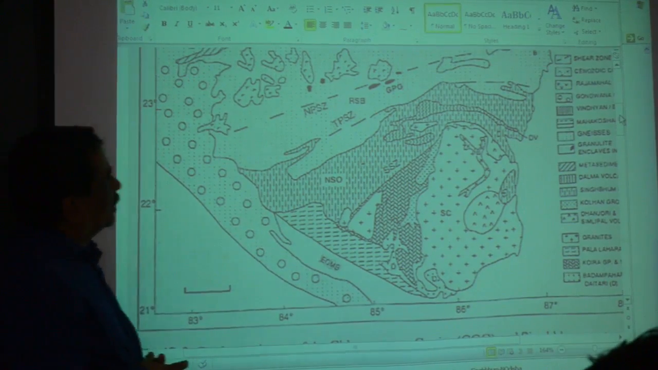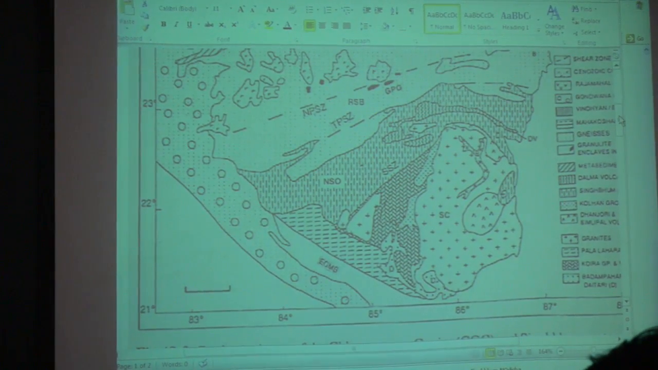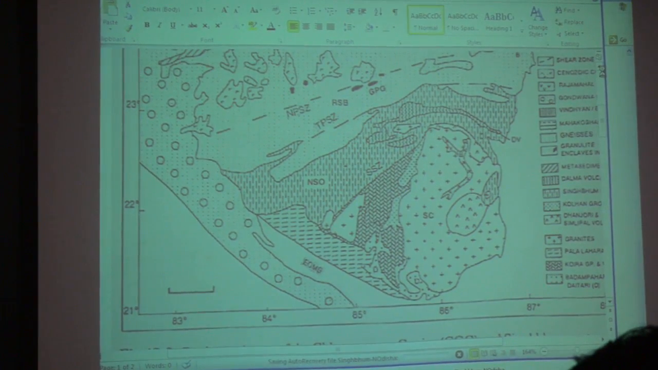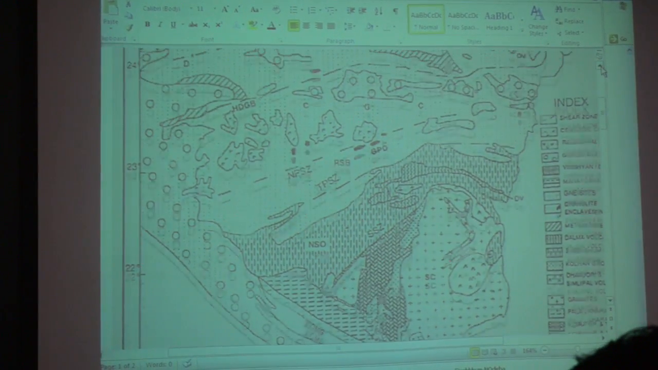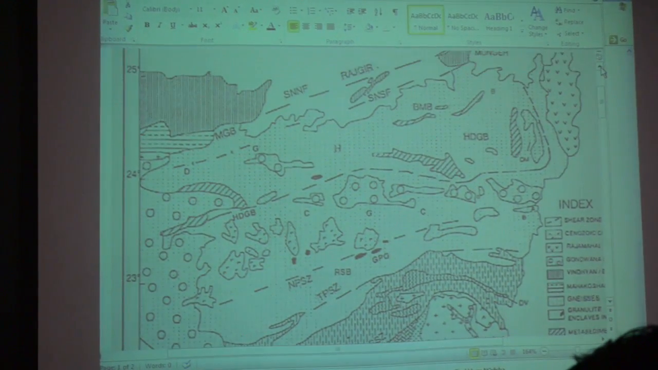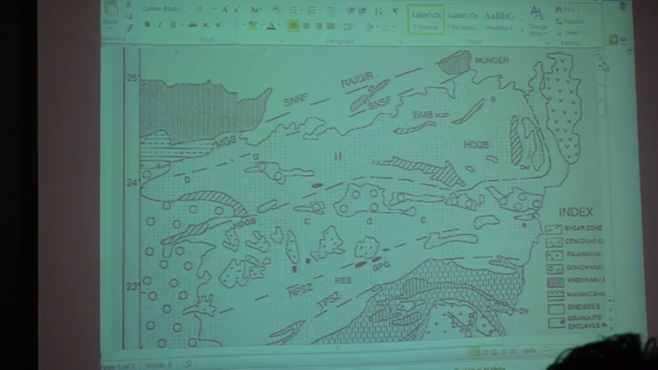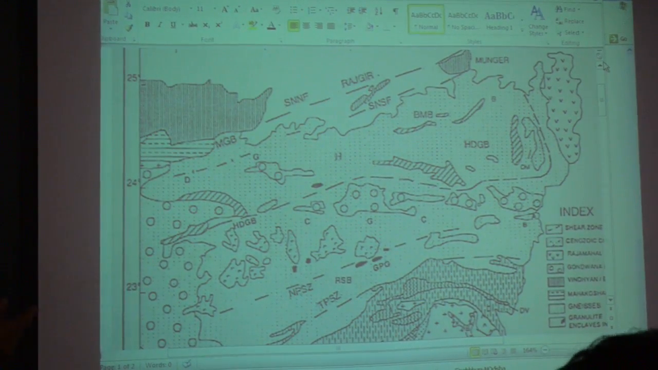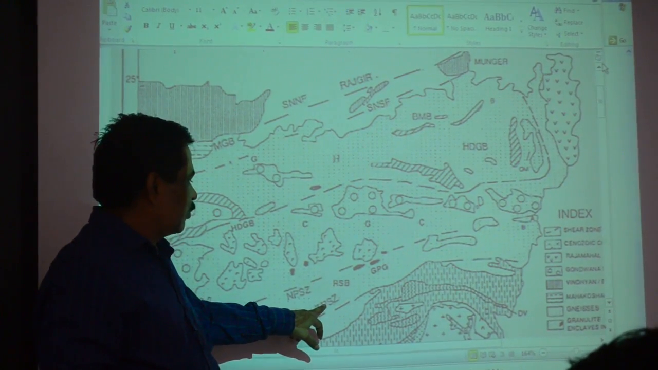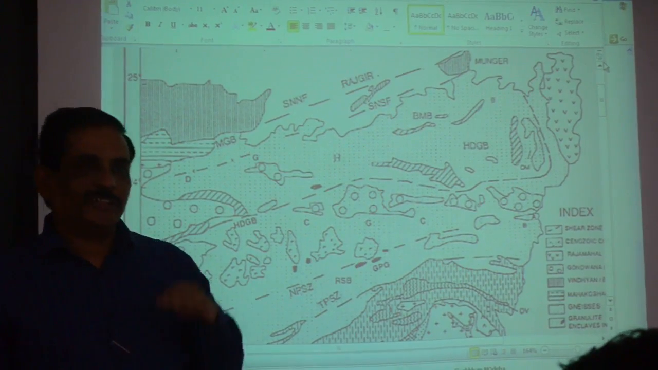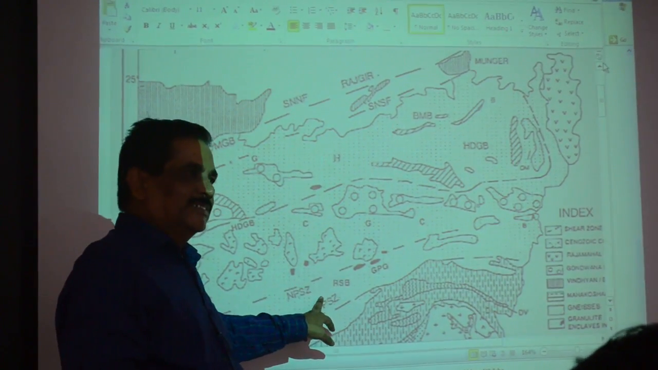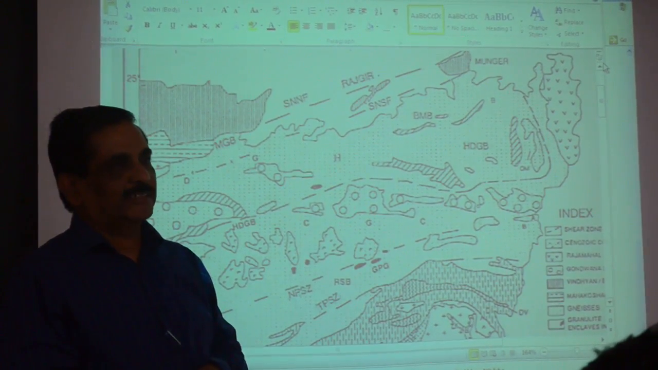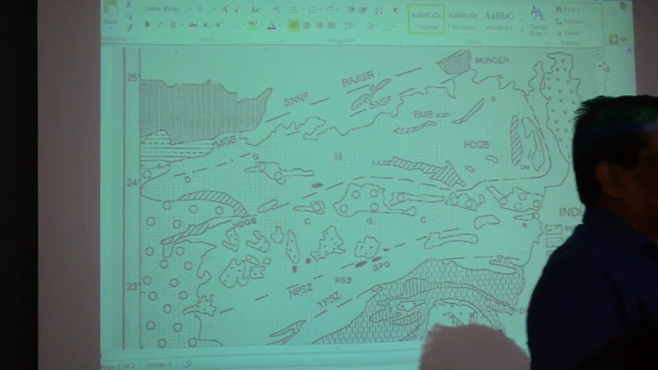Understood? Now, yesterday I was just telling you, but I am drawing on the board, don't worry, all these things will be drawn. Let me just acquaint you with the map. The vertical lines are the mobile belt. So the northern margin is what? That is the Tamar Porapahar shear zone. Yesterday I was telling you, the northern margin of the Singhbhum mobile belt is the Tamar Porapahar shear zone, defined by the shear zone.